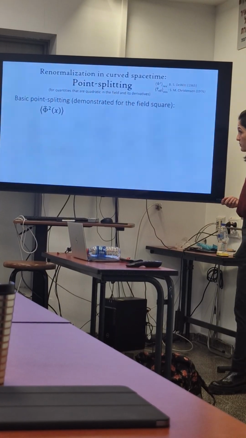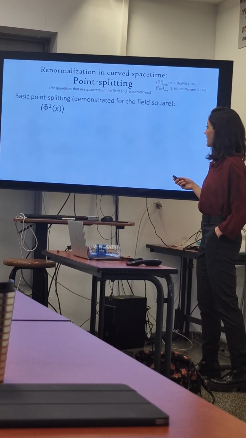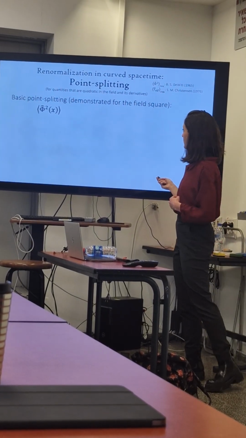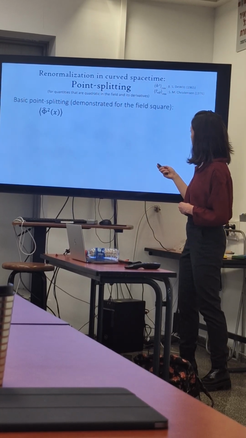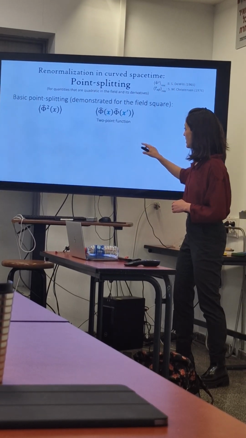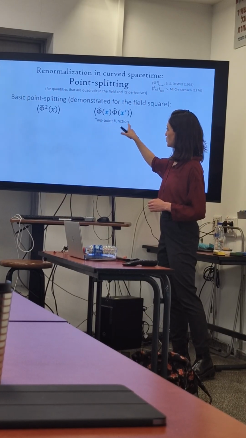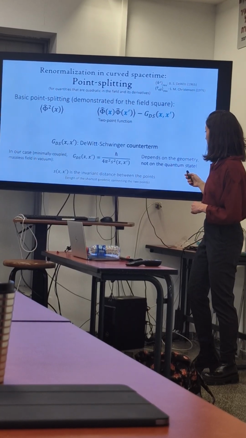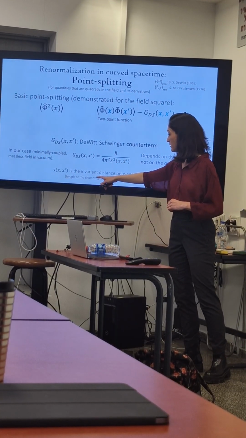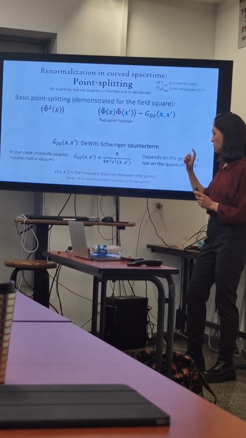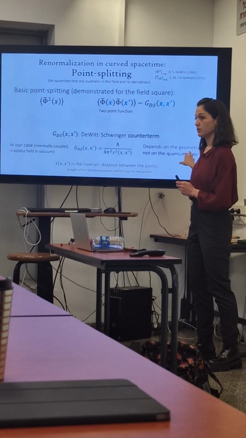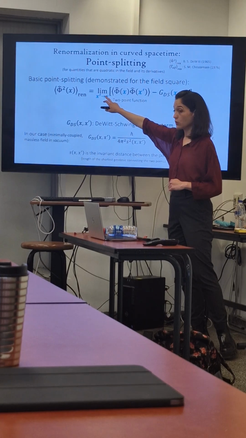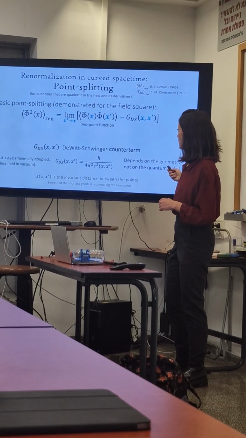method when applicable. Point splitting is good for quantities that are quadratic in the field and its derivatives, like the stress energy tensor, like we saw. So let me demonstrate it for the field square. We want to compute it. We split it to two different points. This is the two-point function. Then we subtract a locally constructed counter term. In this case, it goes like one over the length of the short geodesic connecting the two points squared. So it only depends on the geometry, not on the quantum state. After we subtract this counter term, we take the coincidence limit, and this is supposed to regularize our quantity.